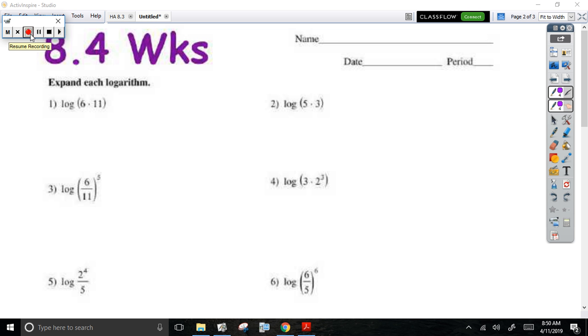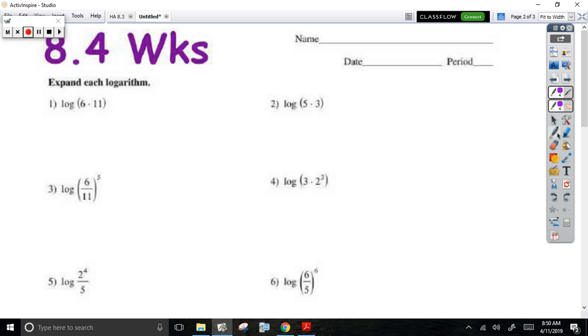All right, I just wanted to pop on and go over some of the 8.4 homework problems in case you guys have trouble with any of them. You just want to make sure that you're remembering all of your properties of logarithms and when to apply them, kind of like your exponent rules that we learned back in chapter 7.